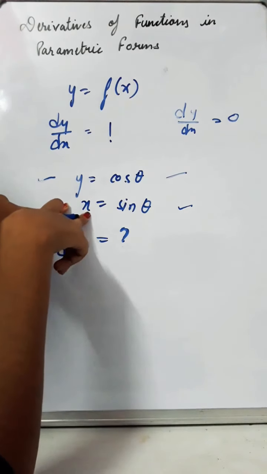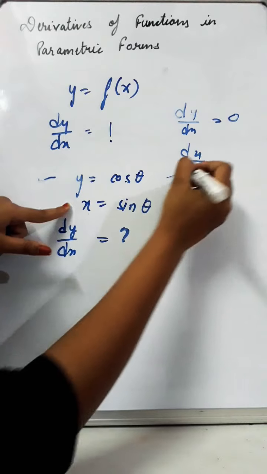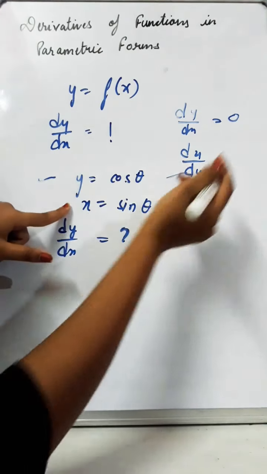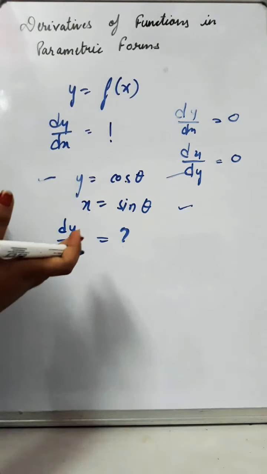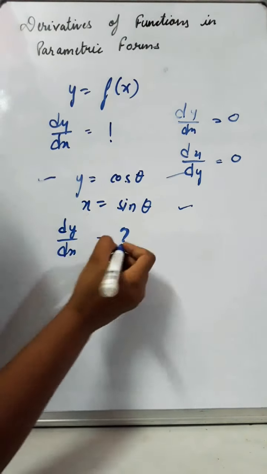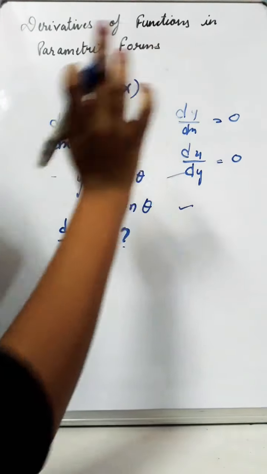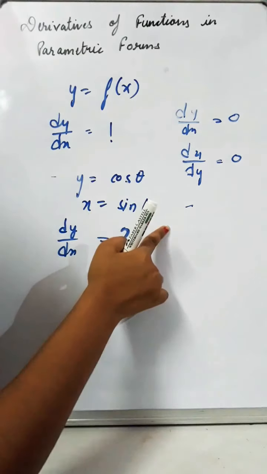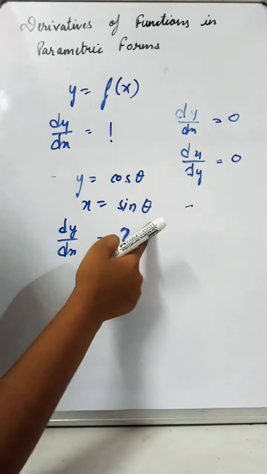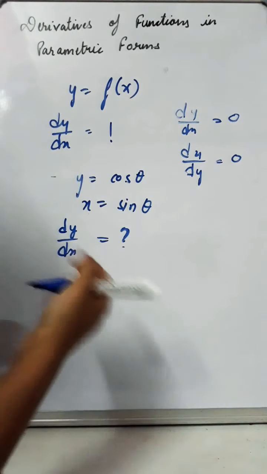And here, if you differentiate x in terms of y, here also you are going to get 0. So you are not getting any idea what we have to do here. Now you see, you cannot differentiate y in terms of x, but they both have one thing in common, that is their parameter. The parameter is theta here also. So you can differentiate both of them with respect to theta.